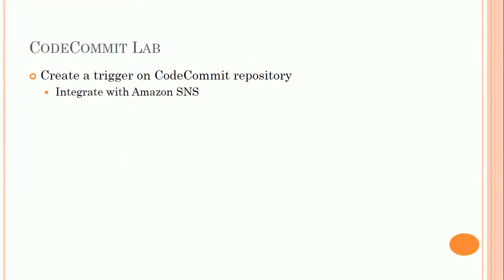So in this lab we are going to create a trigger on code commit repository. So for any changes in code commit repository we will get a mail. So for that we are going to integrate with another Amazon service called Amazon SNS. So let's create the Amazon SNS topic first and then we will integrate it with code commit.